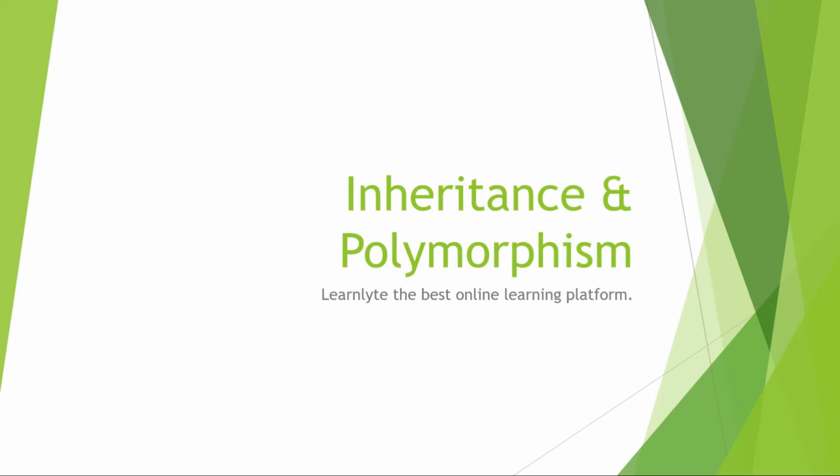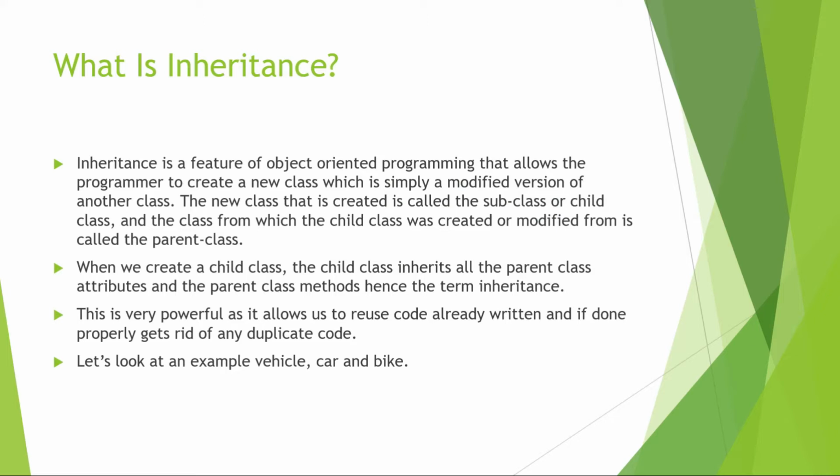In this video we're going to talk about inheritance and polymorphism as it relates to object-oriented programming in Python. So let's begin. So what is inheritance? Inheritance is a feature of object-oriented programming that allows the programmer to create a new class which is simply a modified version of another class.